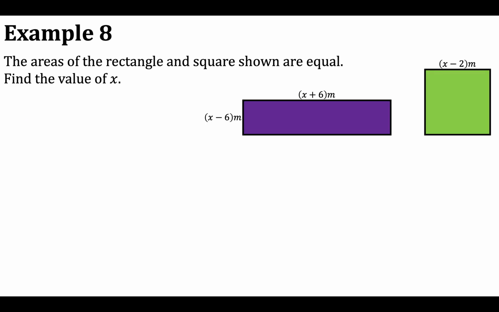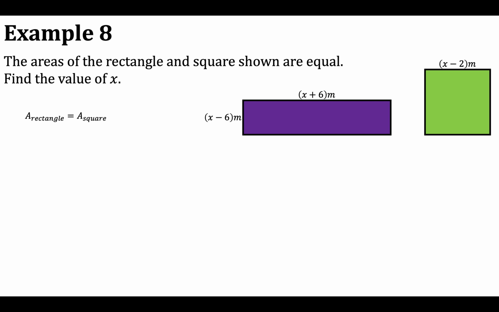So example 8. Areas of the rectangle and the square shown are equal. Find the value of x. So I'm dealing with area here. So remember, area is length times breadth, so that will help us when we go on a bit here. Now we're told that the areas of the rectangle and the square are equal. So we might want to set up an equation like this.